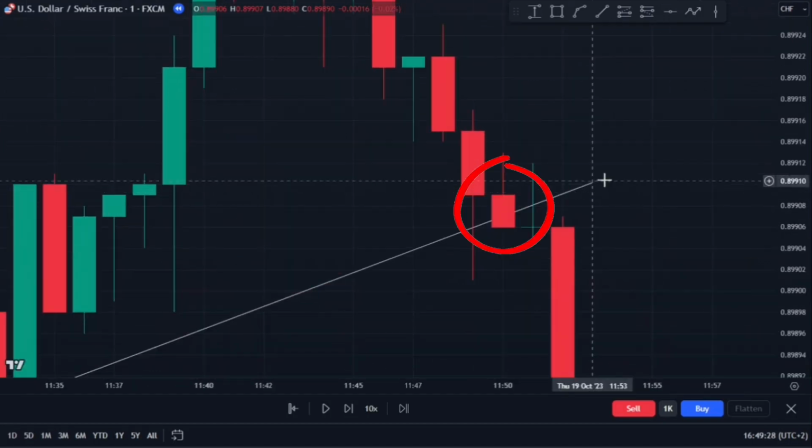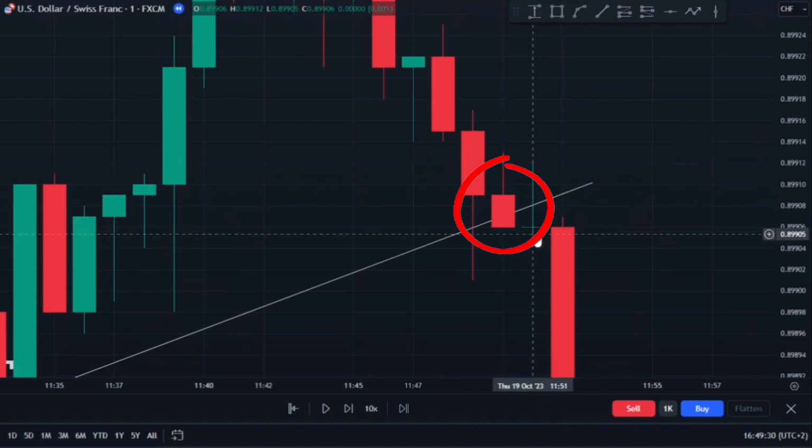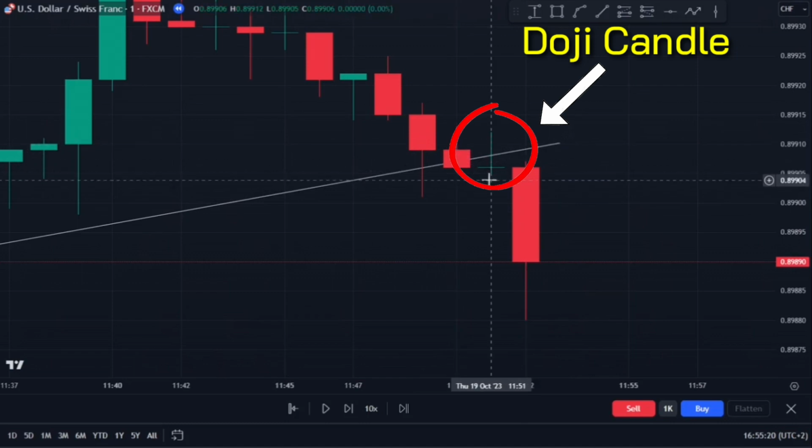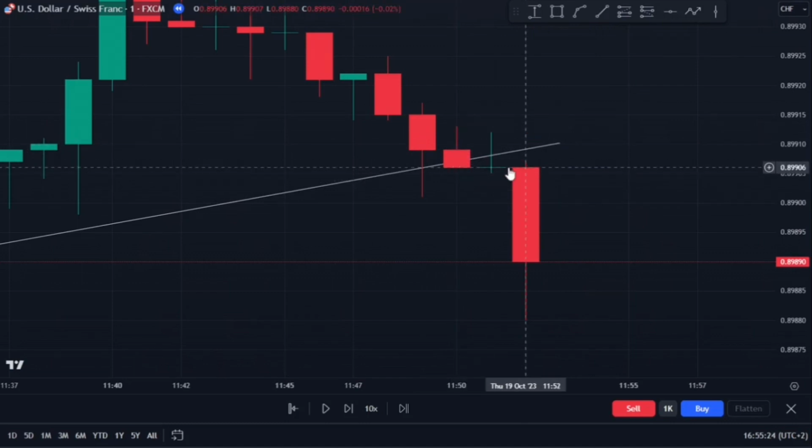In this case, we can see that the price breaks below the support level on this candle over here, but we would not enter a sell position because the majority of the body of the candle does not close below the support level. The following candle that forms is a doji candle, which again is not enough confirmation.